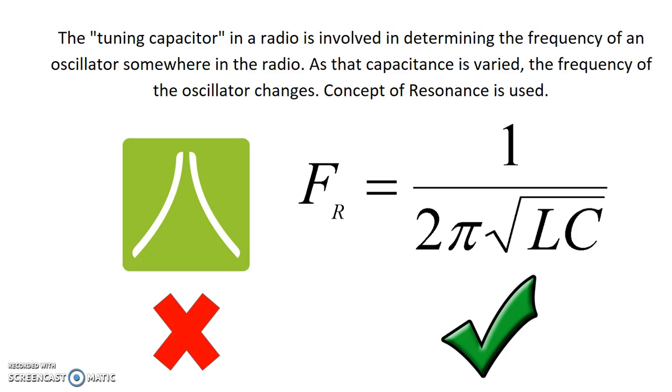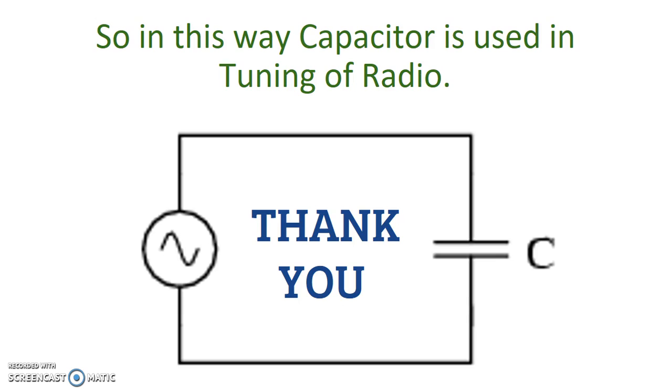The tuning capacitor in a radio is involved in determining the frequency of an oscillator somewhere in the radio. As that capacitance is varied, the frequency of the oscillator changes. Concept of resonance is used. So in this way, capacitor is used in the tuning of radios.